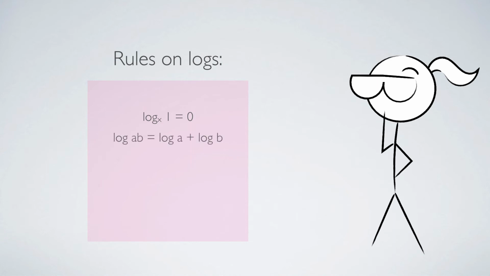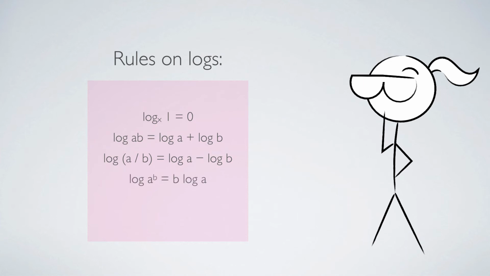My next rule is that the log of a times b is the same as the log of a plus the log of b. It doesn't matter what base I'm in, as long as all of my logs in this case are in the same base. And I have an equivalent rule, which is the log of a divided by b. This is the log of a minus the log of b.